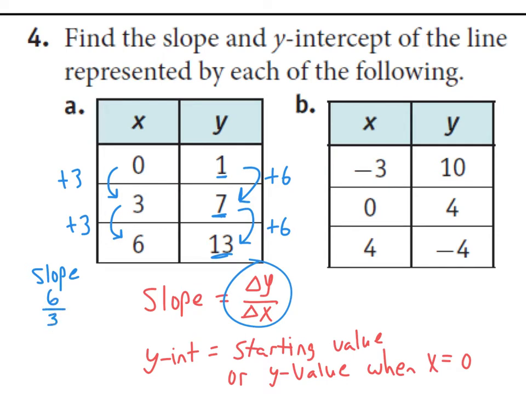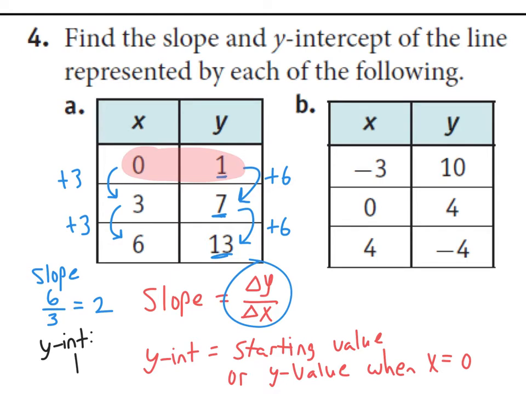Okay, and if you can reduce it, go ahead and reduce it. What is 6 over 3? 2, right? So the slope for part A is 2. And then the y-intercept for part A, where's this thing starting out? When x is 0, the y value is 1. So in this case, the y-intercept is 1.